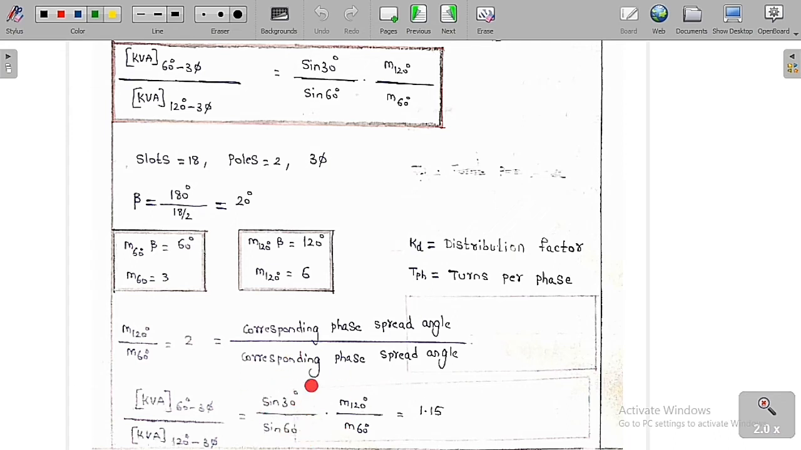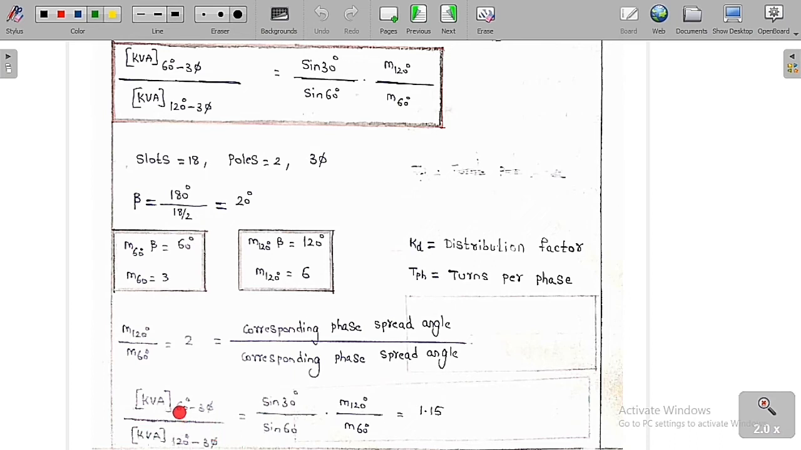If you do a simplification of all these things, finally you are going to get 1.15. So therefore, we can say that the kVA rating of the three-phase alternator for 60 degree phase spread has a higher value when compared to the kVA rating of a three-phase system for 120 degree phase spread. This is a very important point.